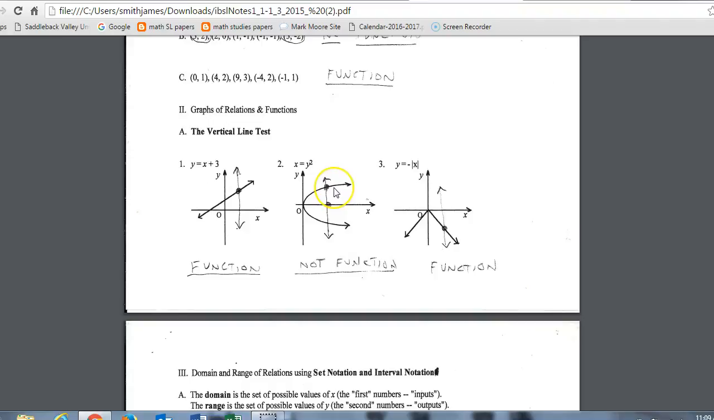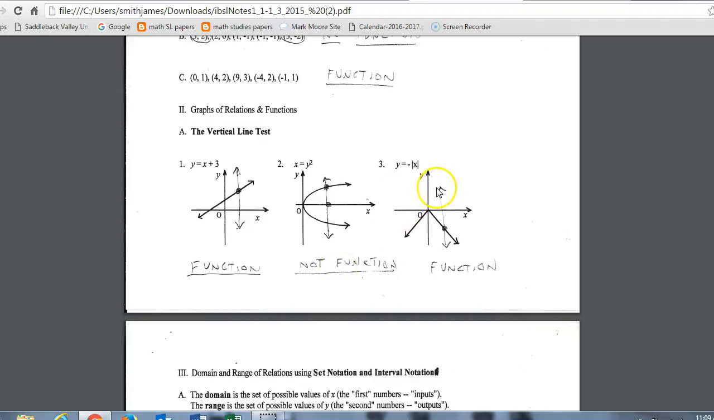And that's what you're seeing right here on number 2. If you were to graph this scenario here, and if you're trying to graph this by hand, you would probably just take the square root of both sides. So you would get the equation y equals plus or minus the square root of x. If you were to graph that, this is what you would see. But you can see that this would fail the vertical line test because I can draw that vertical line right there and hit the graph twice. So that is not a function.